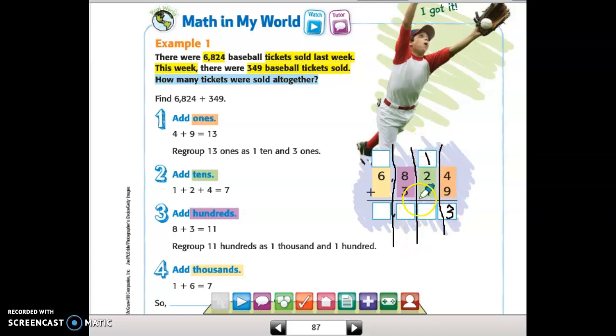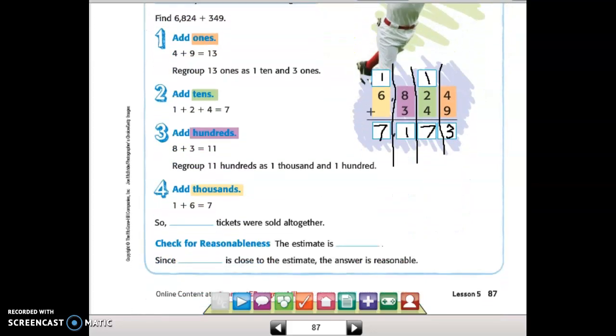Now when I'm adding my tens column, I'm going to make sure to add in that one that I carried. So 4 plus 2 is 6, plus 1 more is 7. And I didn't need to regroup anything. 8 plus 3 is 11. Regroup that 1 into the thousands. 1 plus 6 is 7. So my sum is 7,173.